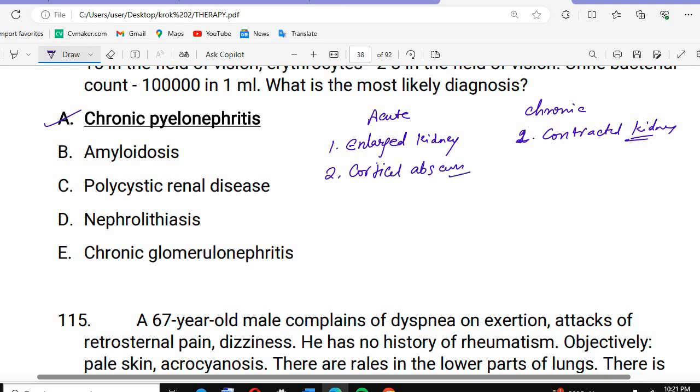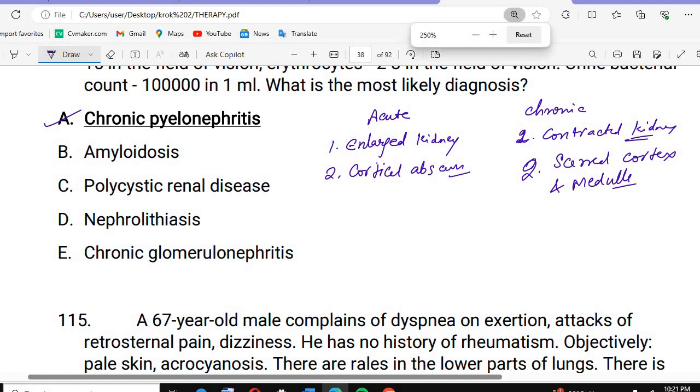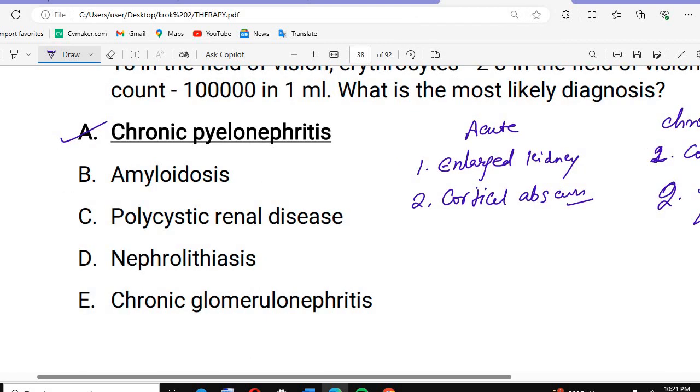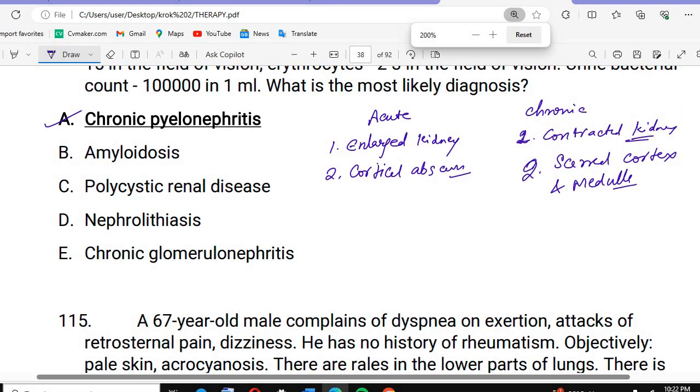And in this patient we will see that cortex and medulla are completely not demarcated from each other, they are completely joined with each other. We cannot differentiate which is cortex and which is medulla. Along with that, we see there is no change in the glomeruli.